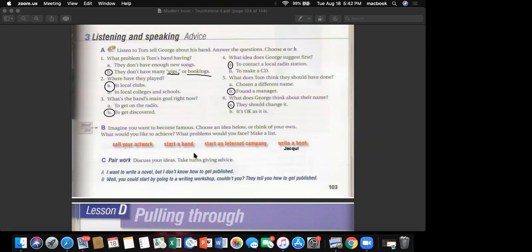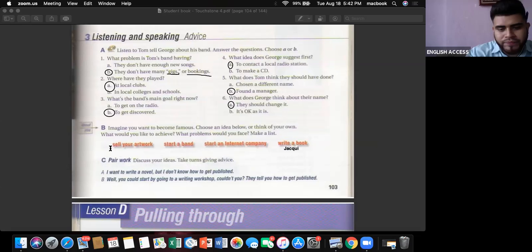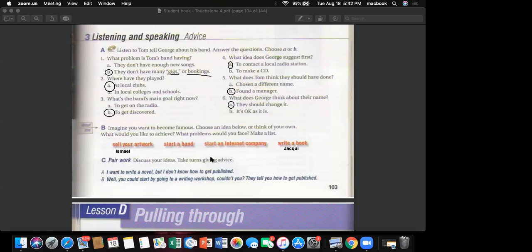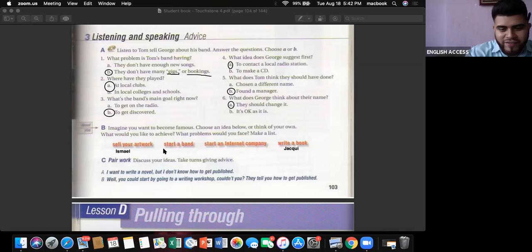Ismael, which one would you like? My artwork. So your artwork. And Yasmin, which one would you like? Start a band. Let's start a band. Okay, cool. So imagine you are trying to start a band, sell your artwork, and write a book. Okay, what would you like to achieve and what problems would you face?